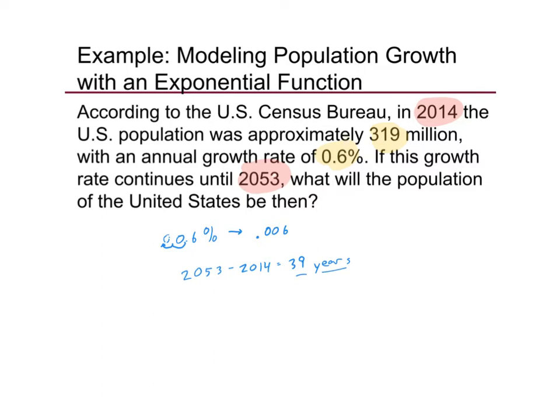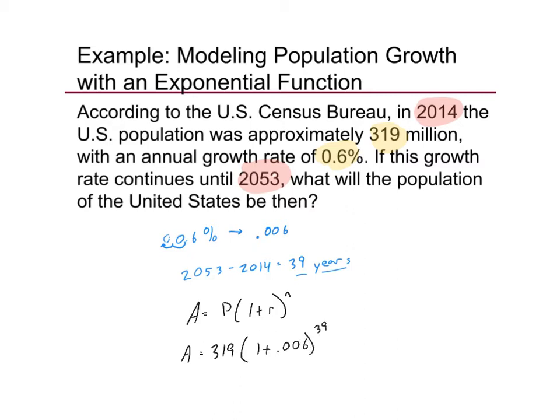All right, so now we can do our substitution. The formula again, A equals P times 1 plus R to the n. And I'm going to plug in the 319 million. That's my starting amount, my starting population, the principal investment if we were talking about money. We're talking about population in this one. 1 plus R, 0.006 to the 39th power.